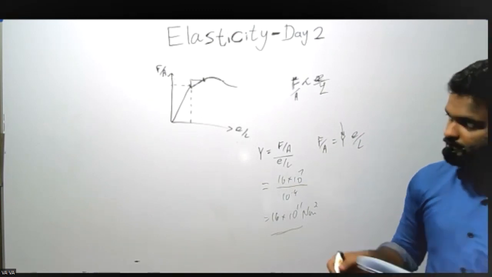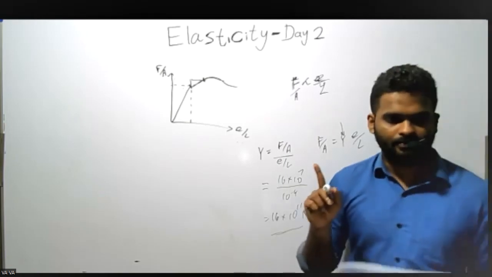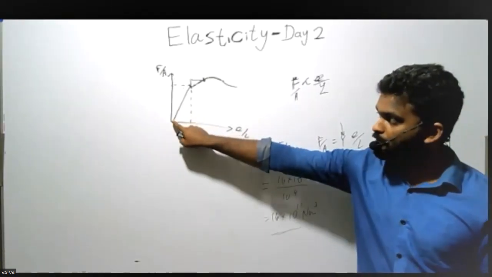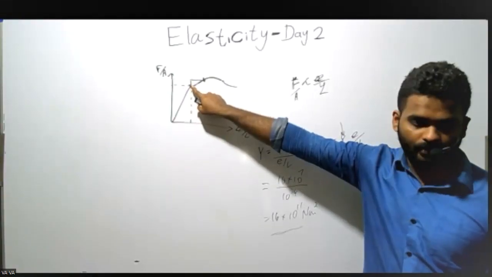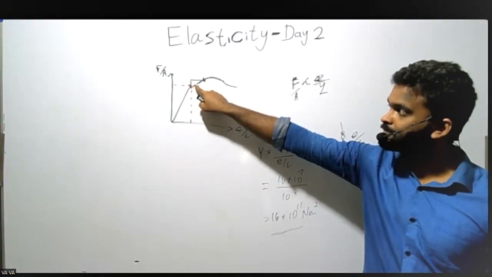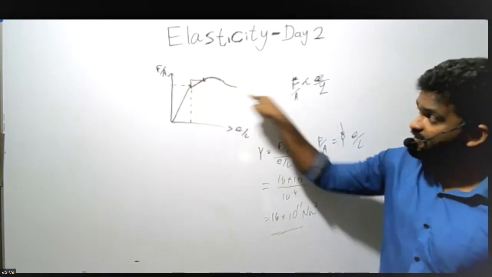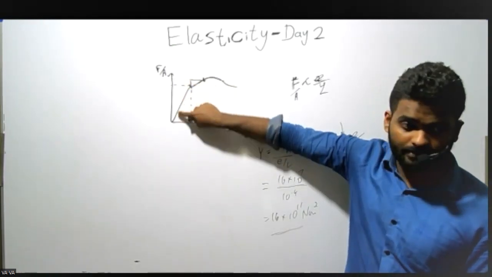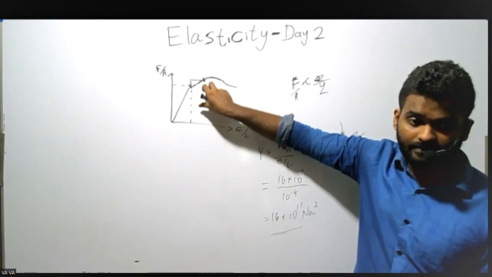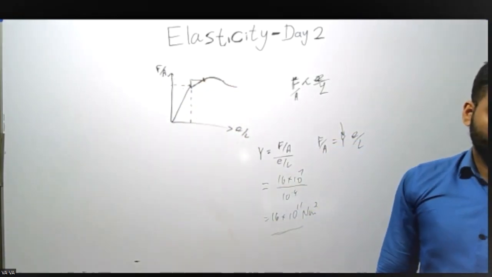So the answer option should be the third one, okay? If you don't understand, tell me. From here to here, it obeys Hooke's law. After this point, what happens? It doesn't obey Hooke's law, but the extension is easier. It doesn't require this much force to have a certain amount of extension. Extension is easier. Okay.